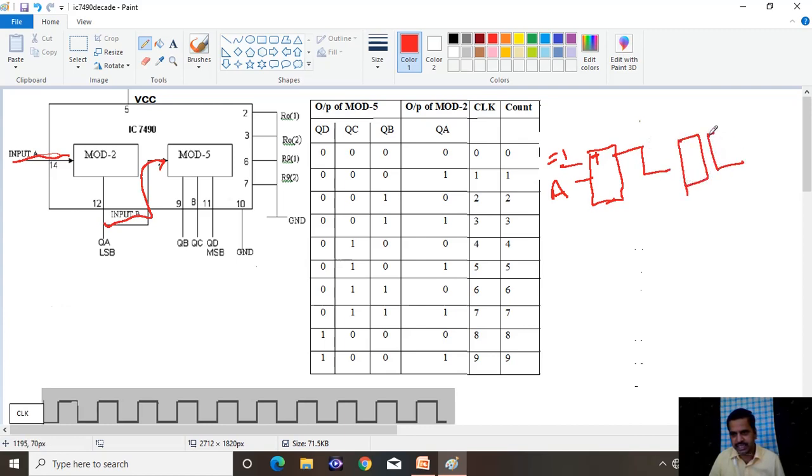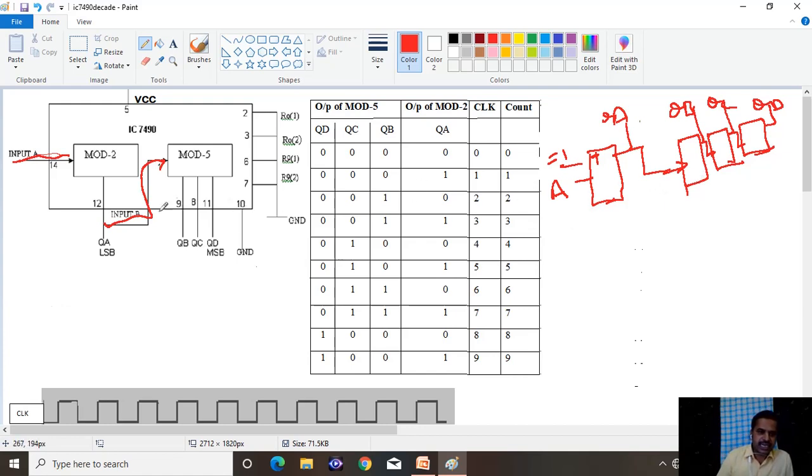Inside, this is the diagram. This is the clock input to this one. This output is given here, and this output is given there for the clock here. This is QA, this is QB, this is QC, and this is QD. This is the structure. What is inside this IC diagram? Mod 2 means the single flip flop acts as a mod 2 counter. Mod 2 means it counts only 0 and 1. Mod 5 means it counts from 0 to 5.